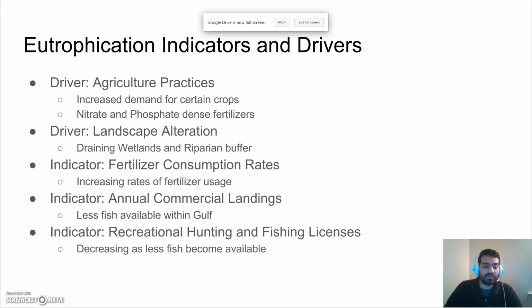Then there is an impact indicator, which would be our annual commercial landings, which is essentially there's less fish available within the Gulf Coast. And then there's the response indicator of recreational hunting and fishing licenses, which are decreasing as less fish become available.